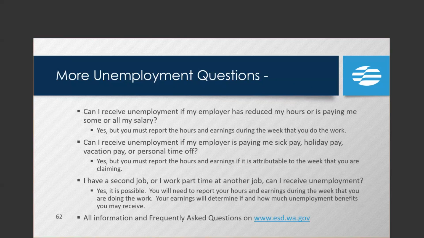I have a second job or I work part-time at another job. Can I receive unemployment? Yes, it is possible. You will need to report your hours and earnings during the week that you are doing the work. Your earnings will determine if and how much unemployment benefits you may receive.